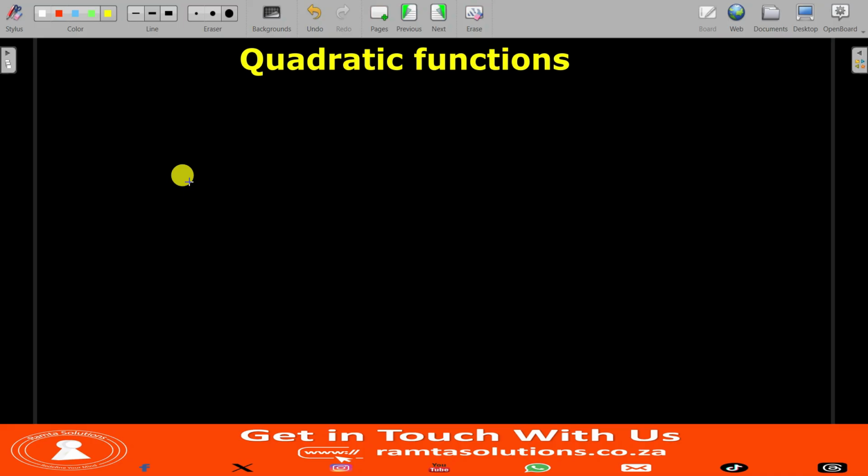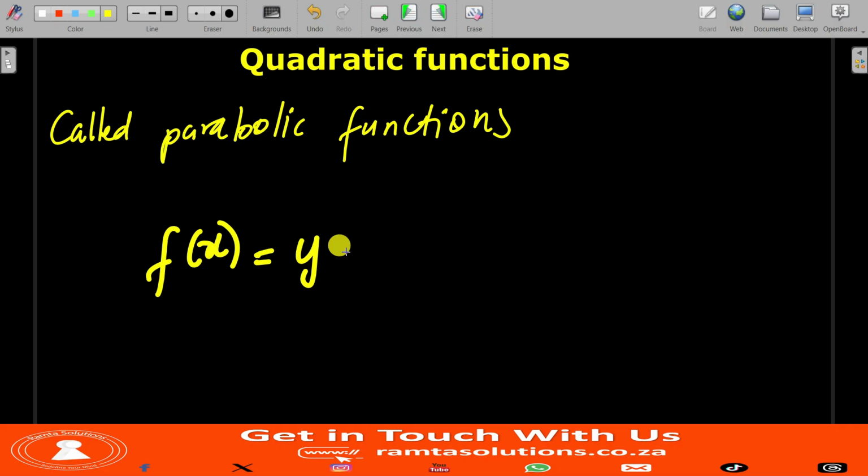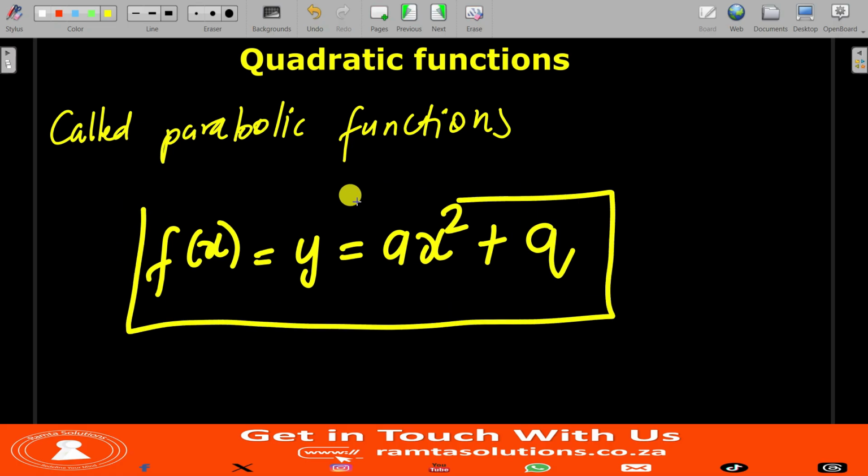Today, in our topic functions, we are looking at quadratic functions. These are also called parabolic functions, and they have the form f of x equals ax squared plus q. Remember, I'm using y instead of f of x, you can say y.